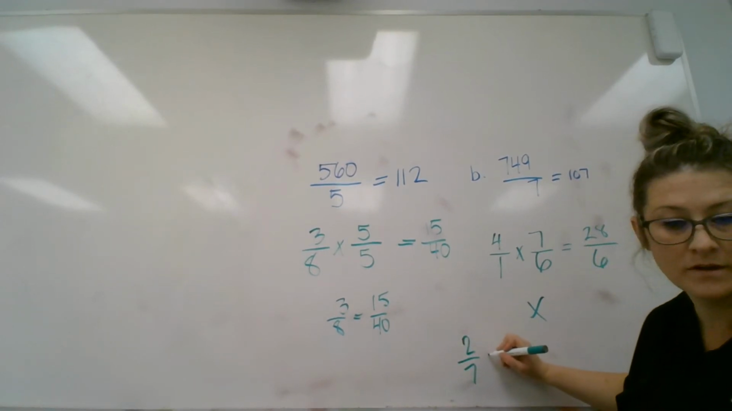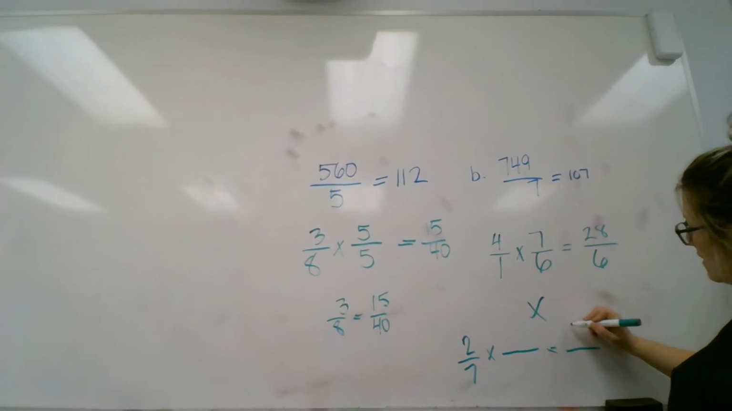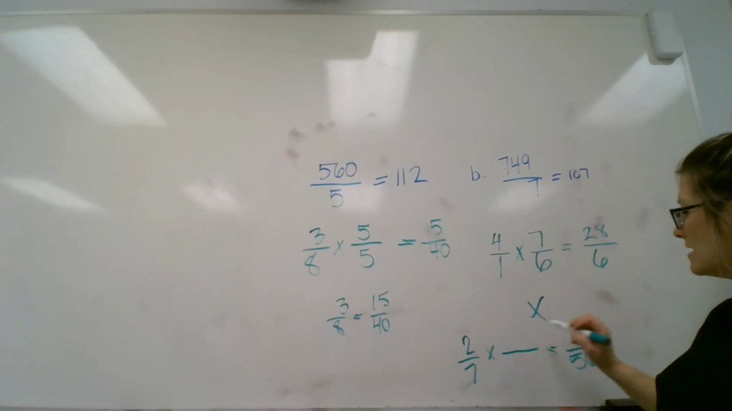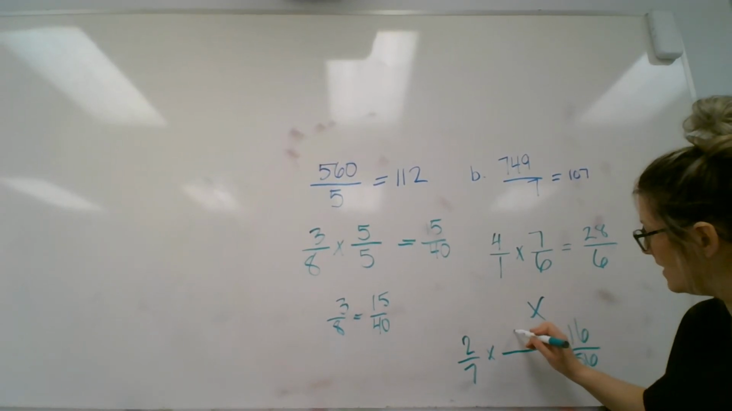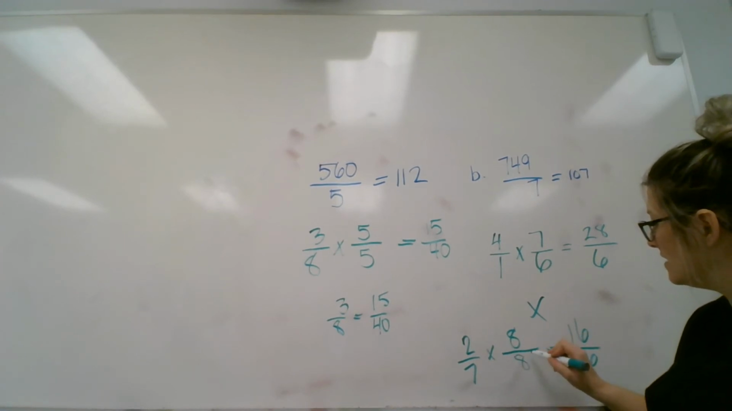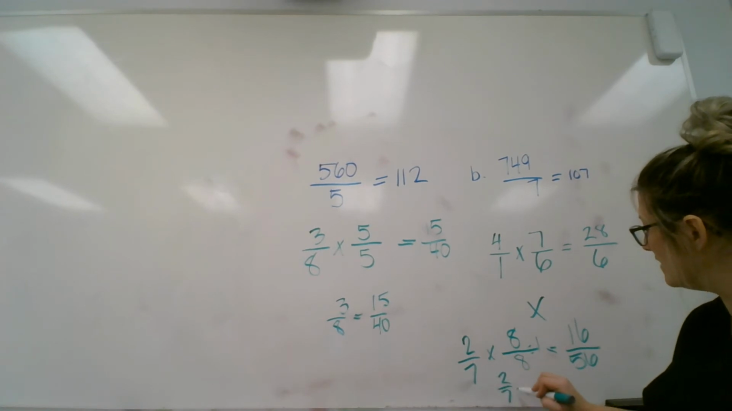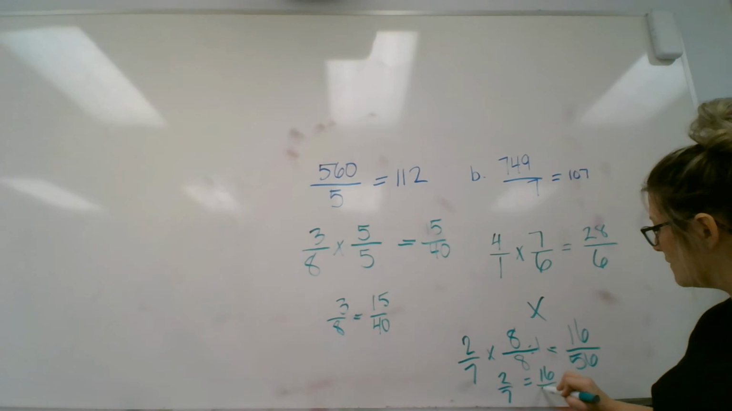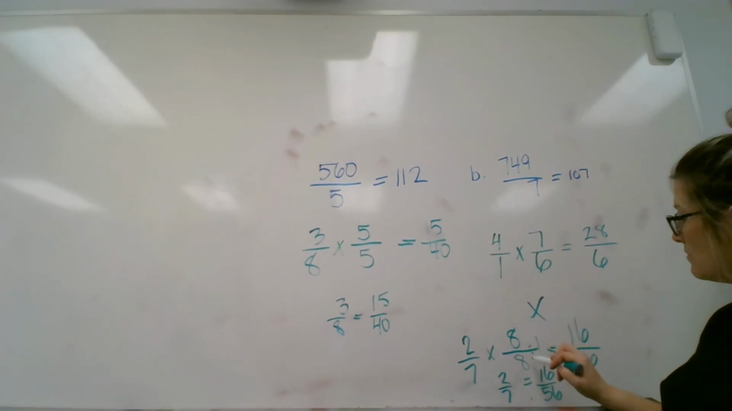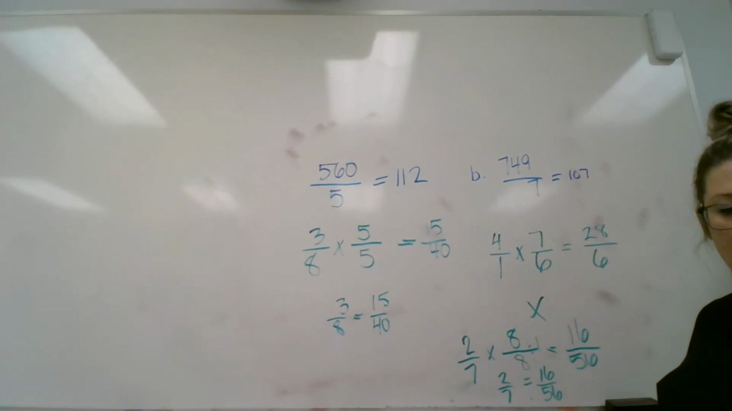2/7 times blank over blank equal to 16/56. All right, 16 divided by 2 is 8. 56 divided by 7 is 8. 8/8 is equal to 1. So I know that 2/7 is equal to 16/56. Okay, so those are equal fractions because this number and this number are the same. This is not equal because 7 and 6 are not the same.